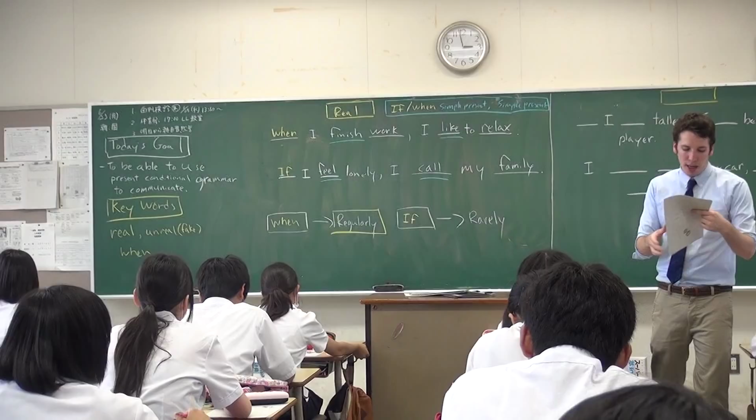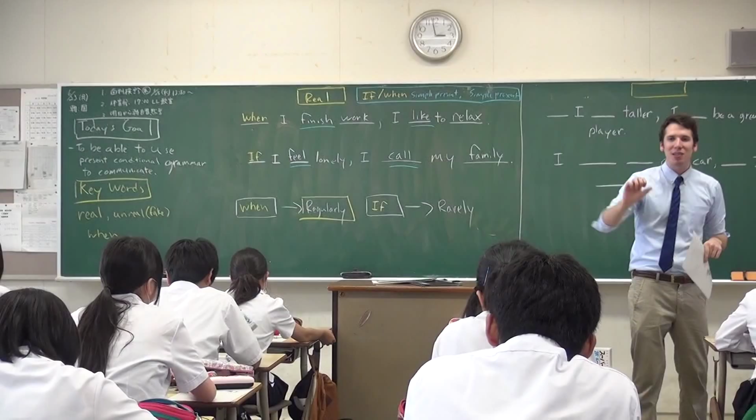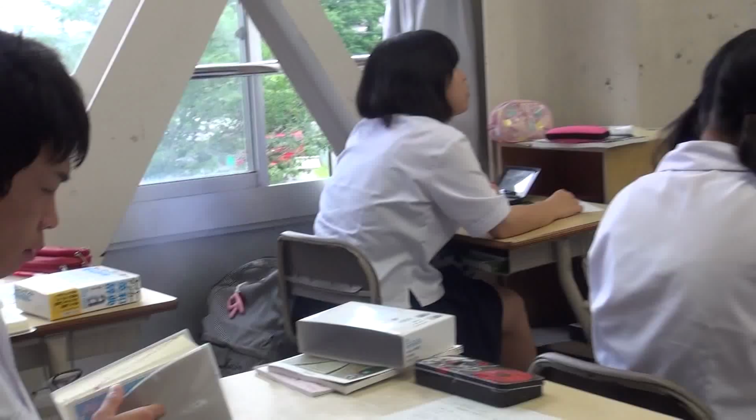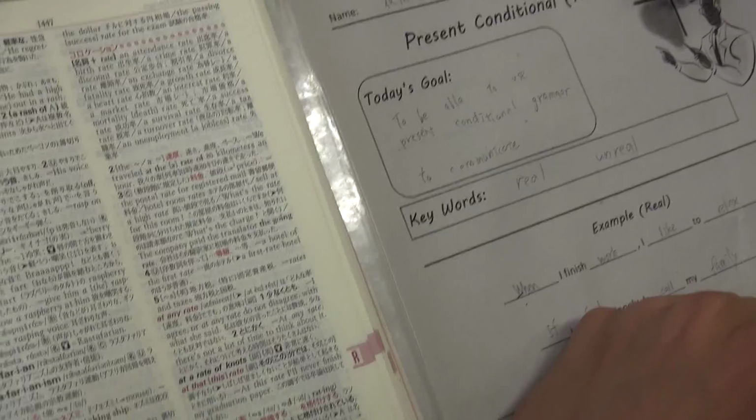So please look down at the "you try." Now I want you to think of how you would complete this sentence. The first one is, when I have a test, what do you do? The second one is, if I go to Kagoshima City, what do you do? Okay? It's a little bit simple, so I'm going to give you 3 minutes to try and complete the "you try" at the bottom of your page.